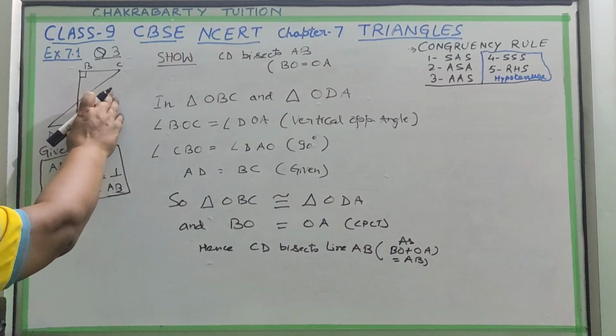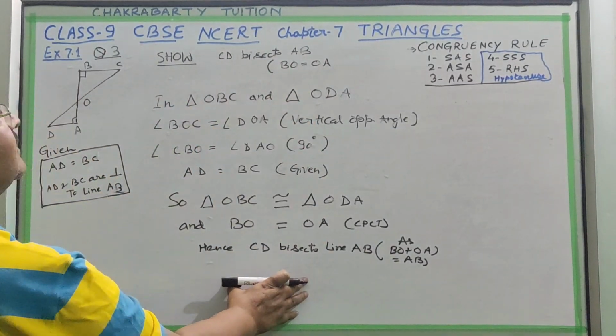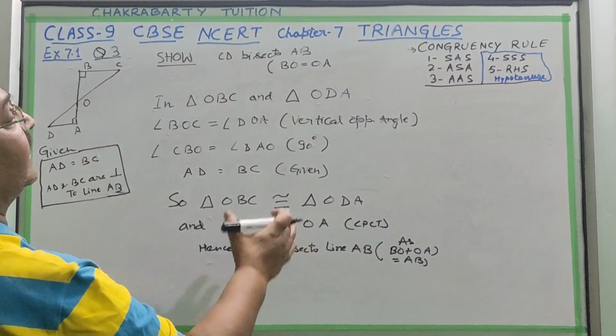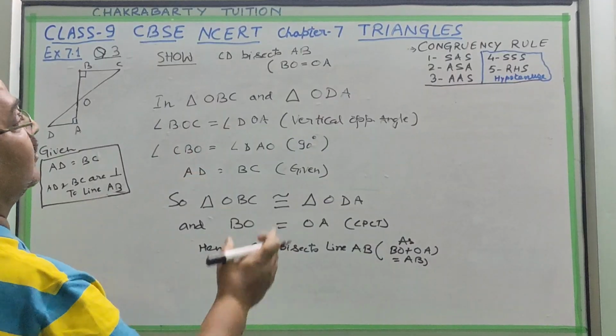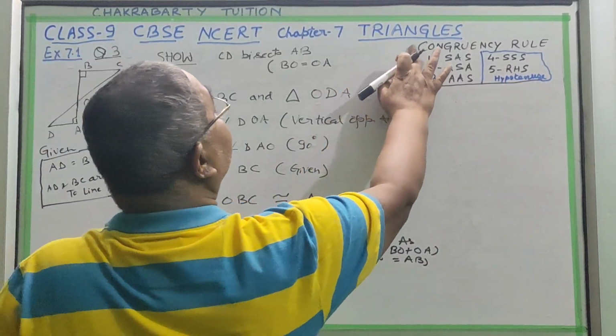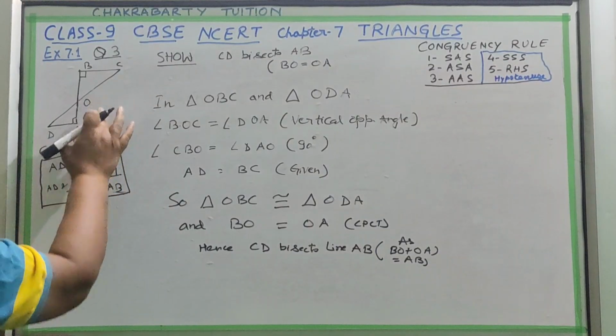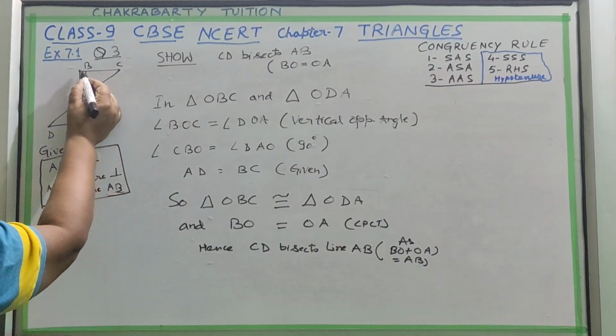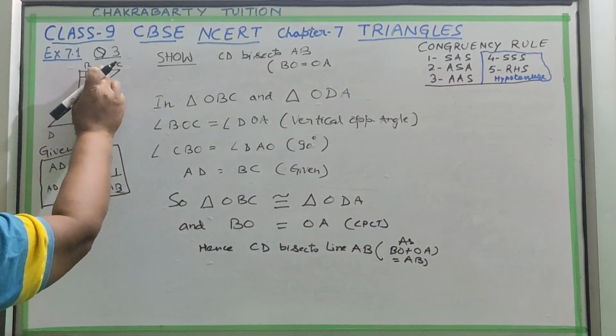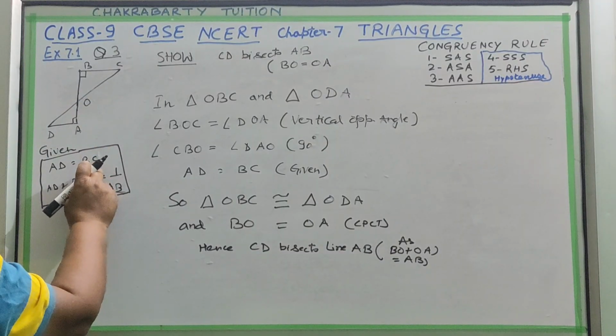Now question number 3 we are going to solve. This time I have written the full question, because it is taking too much time and there are so many questions. That's why, just to cut short, I have already written it. So this is the picture. In this picture, what is given? Given, AD is equal to BC. Two are equal.